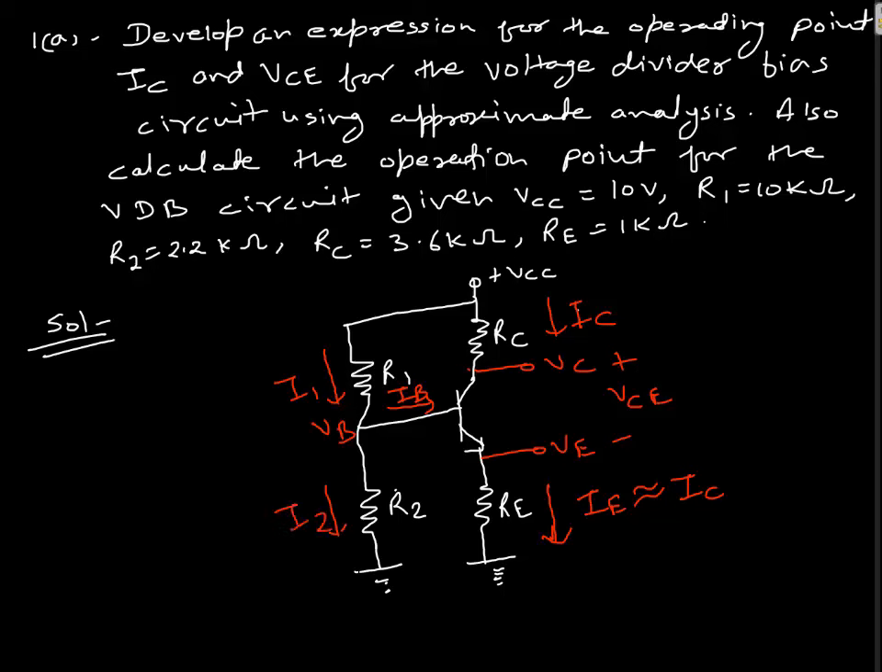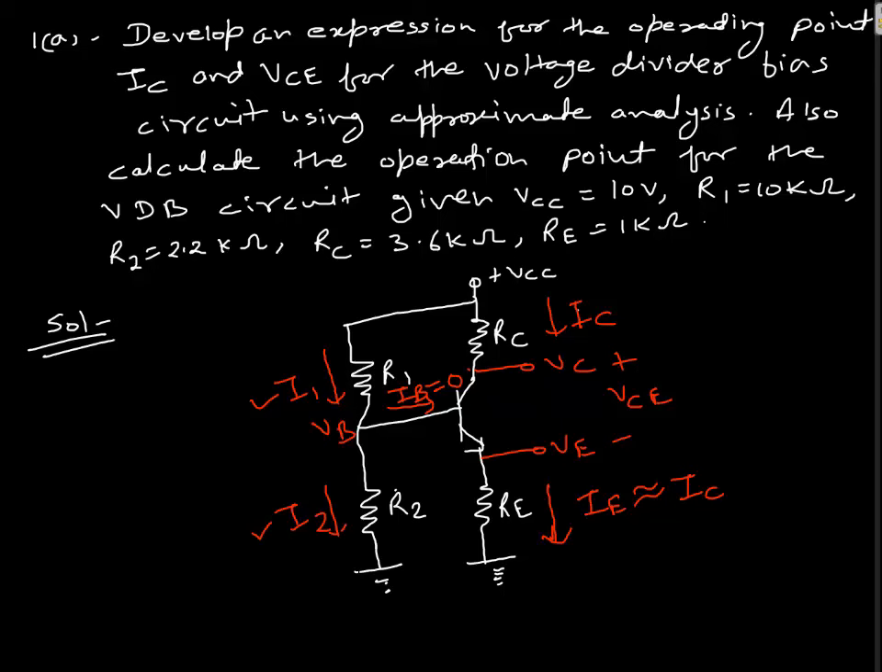Now, in the case of approximate analysis, we will assume the base current is very small. Let's say this base current is equal to 0. It means this I1 and I2 will be equal. So we can say that R1 and R2 will be in series. So this is the first concept of the approximate analysis.